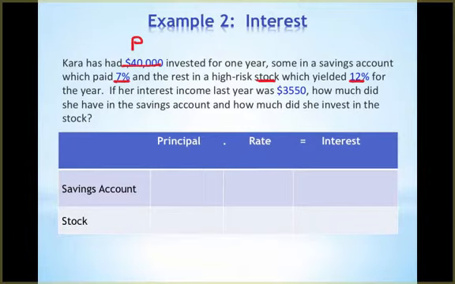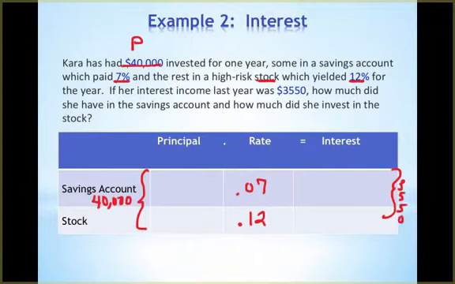Let's fill in what we know. We know the savings account pays 7%, so we'll go ahead and make that 0.07, and that the stock makes 12%, so that's 0.12. We know the total amount of money she invested was $40,000. It wasn't $40,000 in each one, but the total was $40,000. And we know her total interest that she made was $3,550.